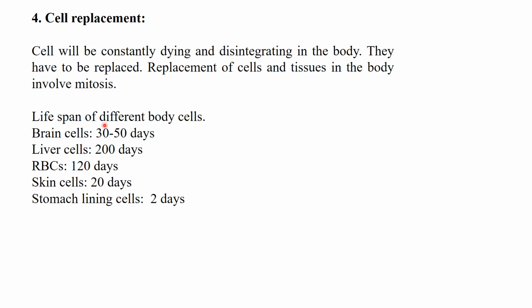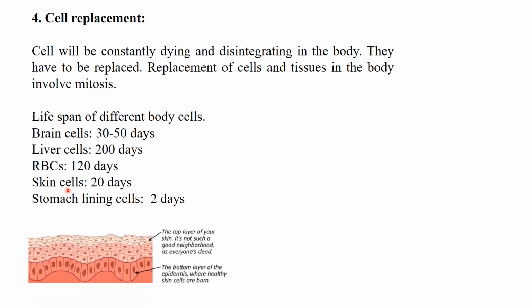Different cells in the body have different lifespans. For example, brain cells have a lifespan of 30 to 50 days, liver cells 200 days, RBCs 120 days, skin cells 20 days, stomach lining cells 2 days. So after 120 days RBCs must be replaced. After 20 to 30 days skin cells must be replaced. The old cells are worn out and new cells will take the place of the old cells. This replacement of the old cells with new cells is only possible due to the process of mitosis.